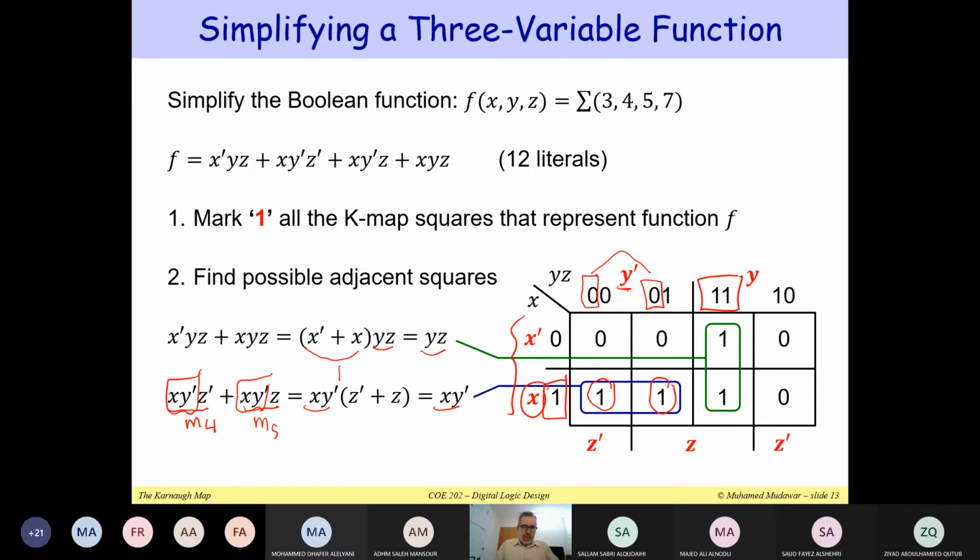So now my final function can be written f is equal to xy prime or yz, and we have simplified it to only 4 literals. So only 4. Okay, is this clear? So we started with 12 as a sum of minterms, and we were able to simplify it to only 4, and we have covered all the 4 minterms of the function using the blue box and the green box.